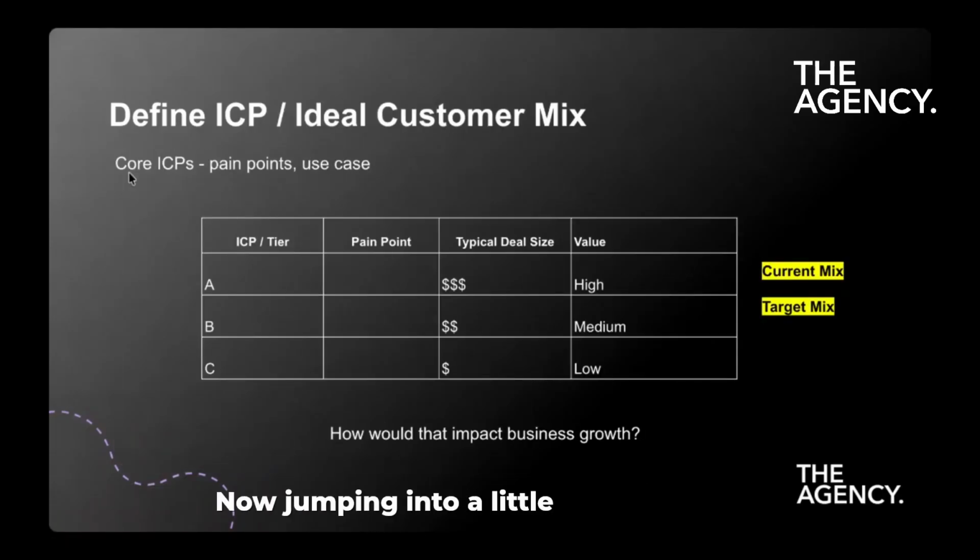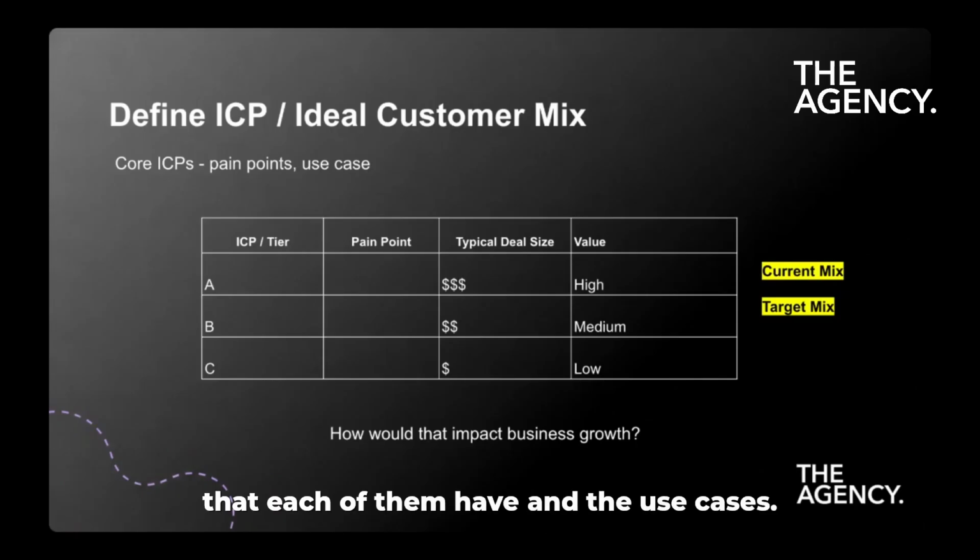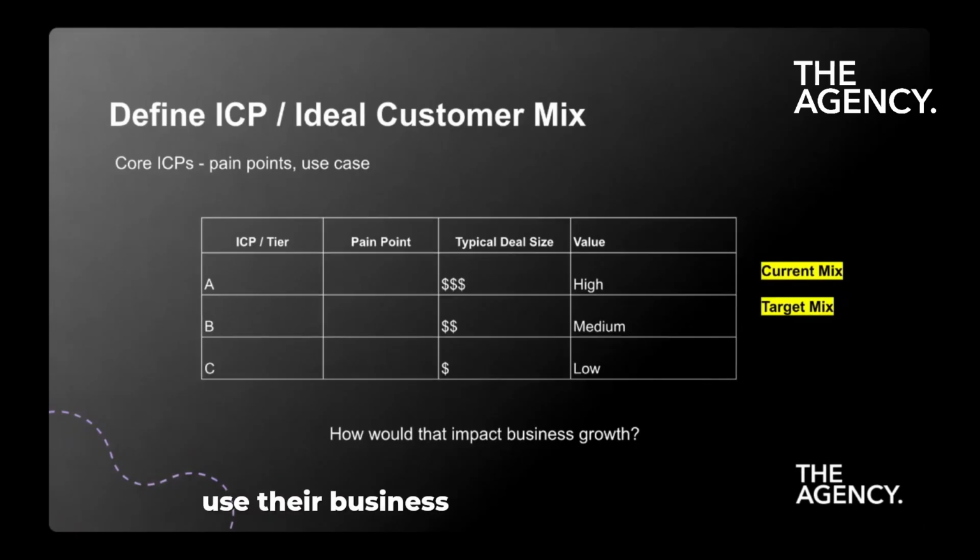Now jumping into a little bit more of the example. So based on that, maybe this is a good time for you guys to actually write down your core ICPs. So maybe think 3 to 5 core ICPs and really think about the pain points that each of them have and the use cases. Does anyone want to give an example, use their business that we can go through?